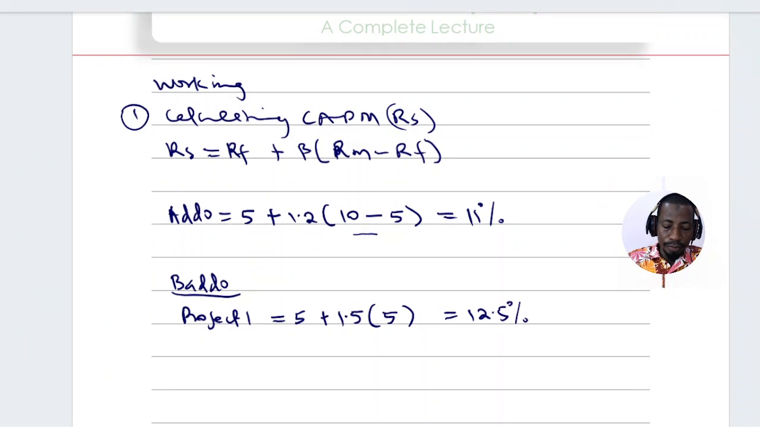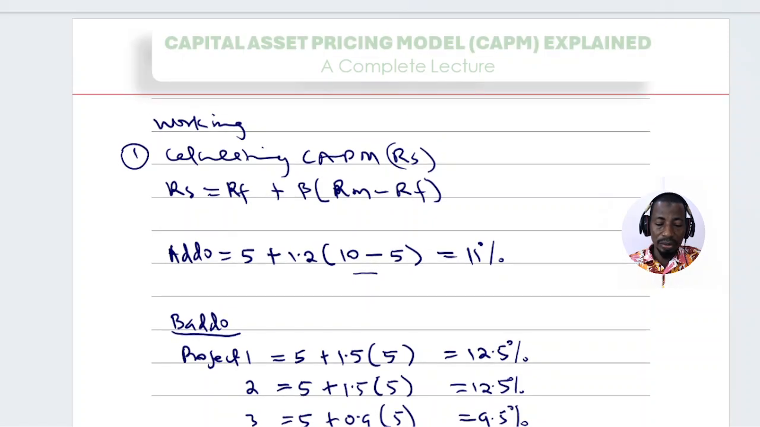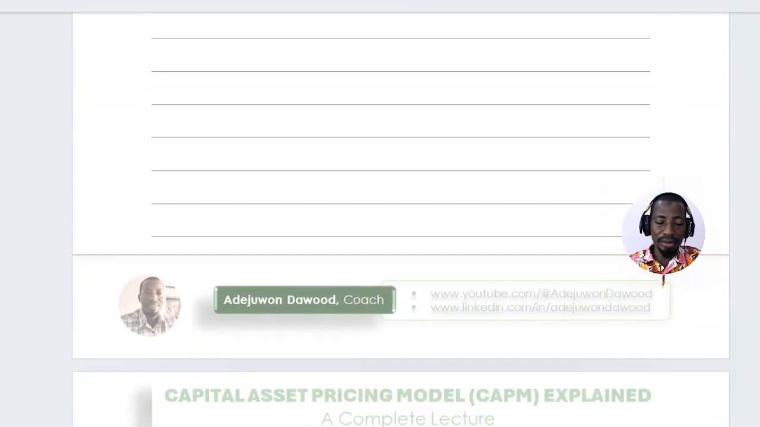Okay, project 2 is the same thing. 5 plus 1.5 into risk premium of 5, 12.5%. Project 3 equal to 5 risk-free rate of return plus 0.9 into 5. This will be equal to 9.5%. Okay, so if that is the case, I can then proceed to calculate my present value.